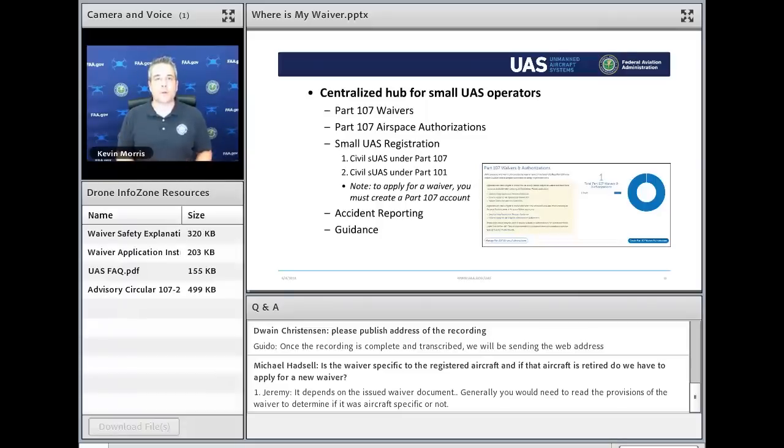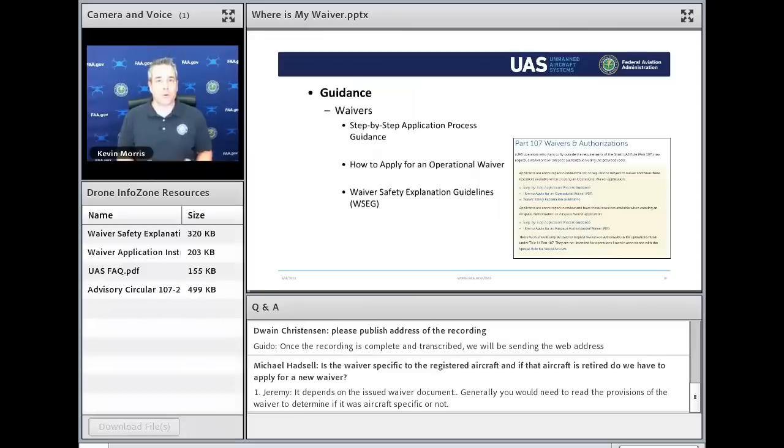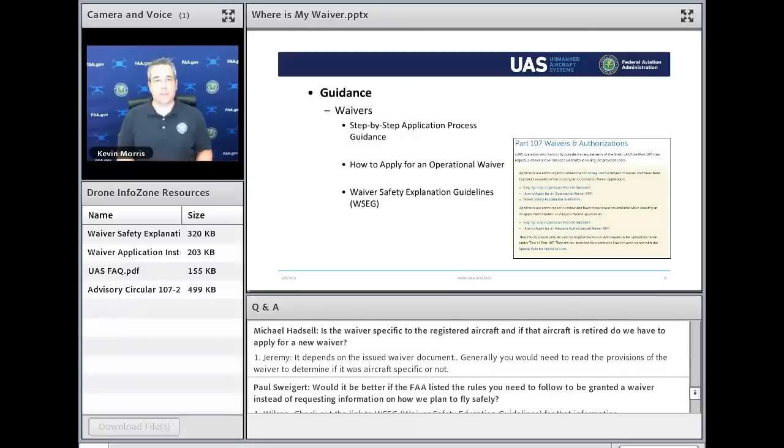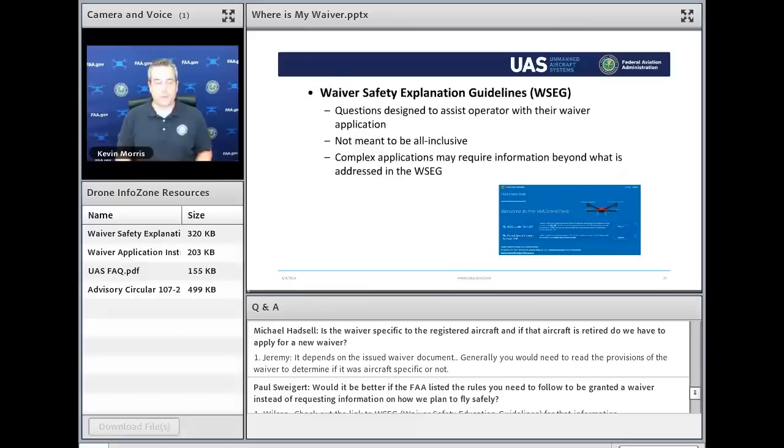And most importantly, we have guidance. Many people do not realize this, but there is guidance in our Drone Zone portal, and it's extremely important when you're applying for a waiver. The guidance that we have available for you are step-by-step application process guidance, how to apply for an operational waiver, and almost most importantly is the Waiver Safety Explanation Guidelines, WSEG or WSEG is sometimes as it's referred to.